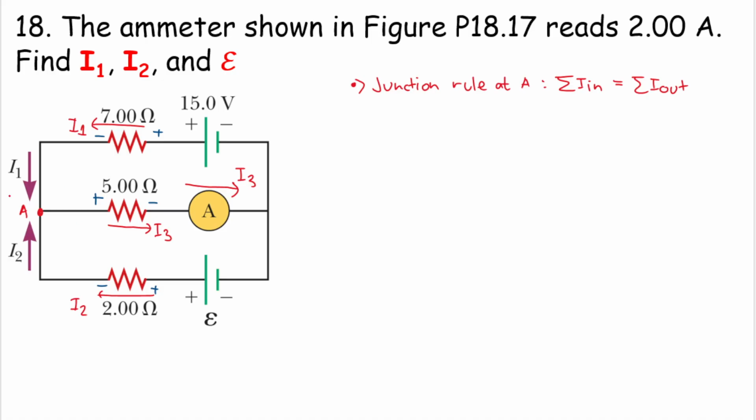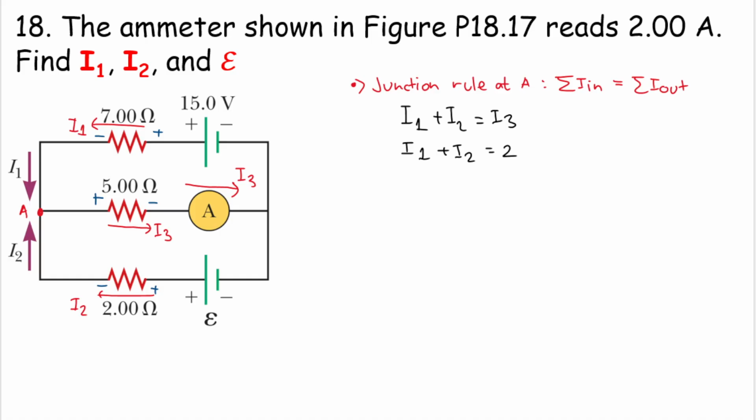Let's see, at point A here, there are two currents that go in, which are I1 and I2, right? So we will have I1 plus I2 on one side. I think that's all the current that goes in, and the only current that goes out is I3, so I'll have I3 here. And so we will have I1 plus I2 is equal to 2. Right? Good.